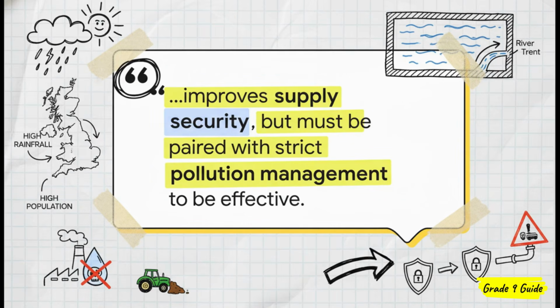Your conclusion has to emphasize that both of these problems need to be tackled together. That leads to a sophisticated final thought, just like the one on your screen. That's how you show an examiner you're thinking at a grade 9 level.